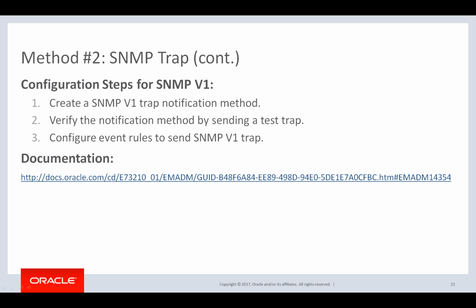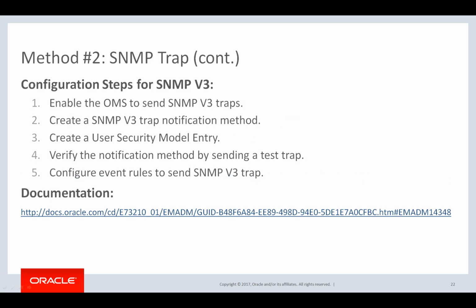There are 3 simple steps to set up an SNMP v1 trap. First, you create an SNMP v1 trap notification method from Enterprise Manager. Next, the notification method is tested by sending a test trap, which can be achieved by clicking on the Test SNMP Trap button from within Enterprise Manager. After verifying the trap is received, the final step is to add the SNMP Trap notification method to an event rule. For more information, please visit our online documentation.